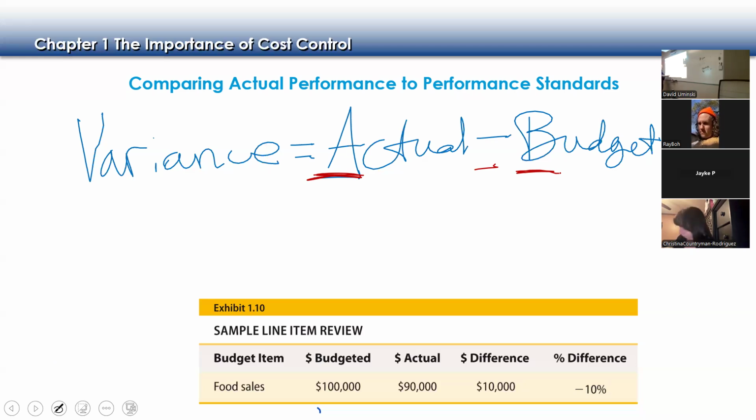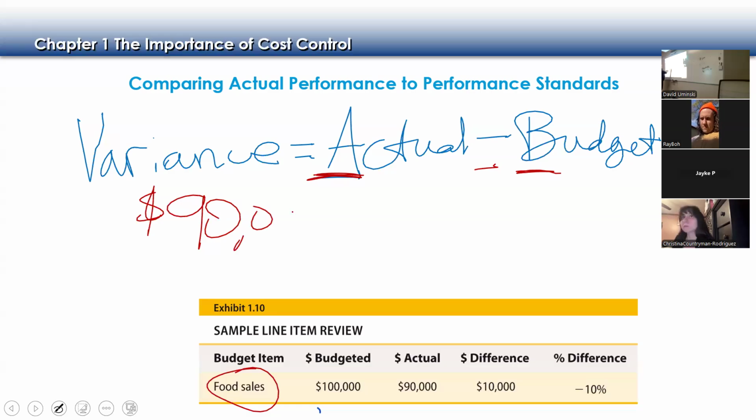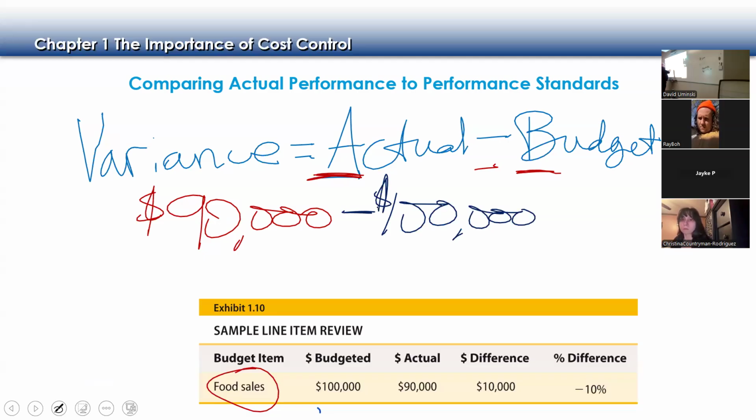We're looking at food sales. We're looking at money. Okay. Our actual is $90,000. Our budget said we wanted to bring in $100,000 in sales. So my difference is what? Negative $10,000.